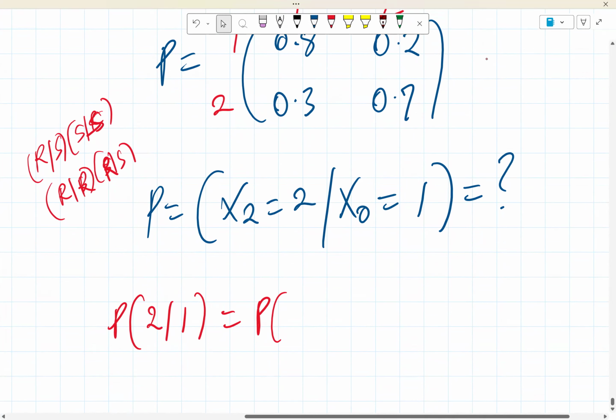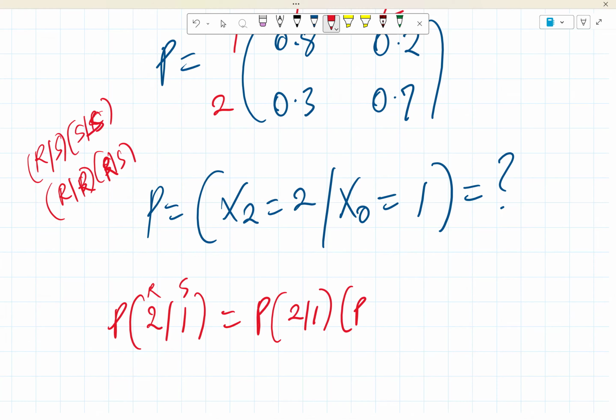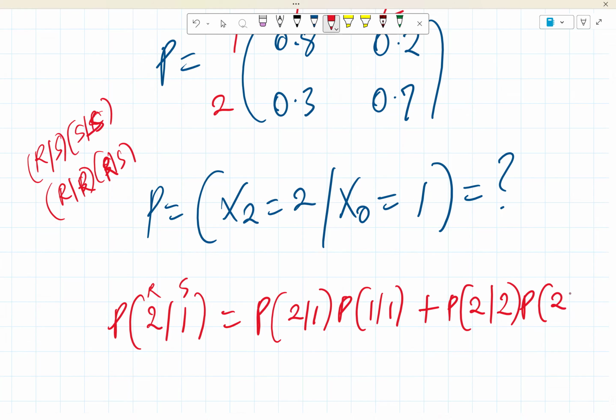So probability of 2 given 1 will be, so this is like RS now. So probability of 2 given 1 would be probability of 2 given 1 multiplied by probability of 1 given 1 plus probability of 2 given 2 multiplied by probability of 2 given 1. So RSSS, RRSS.